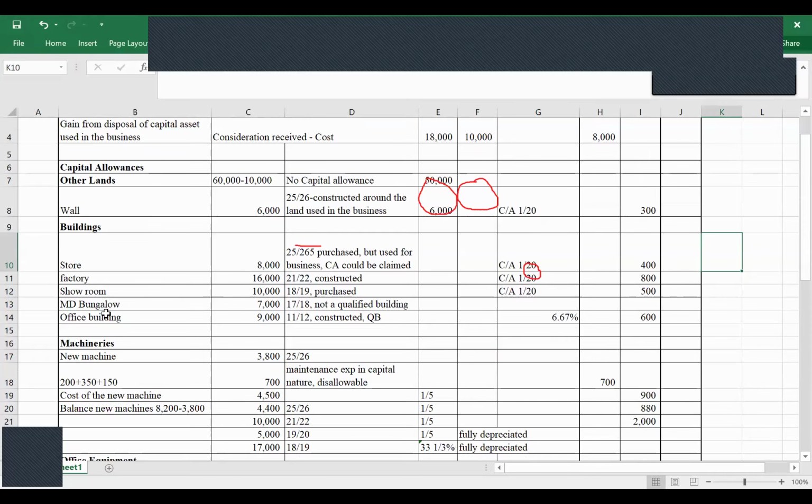Then the MD's bungalow, the managing director's bungalow, is constructed in the 17-18 year of assessment. So it is not a qualified building for the deduction, because it is not a building that is used for the production of income. It is a bungalow for the MD, therefore it is not allowable as a deduction. Therefore I have not calculated capital allowances.